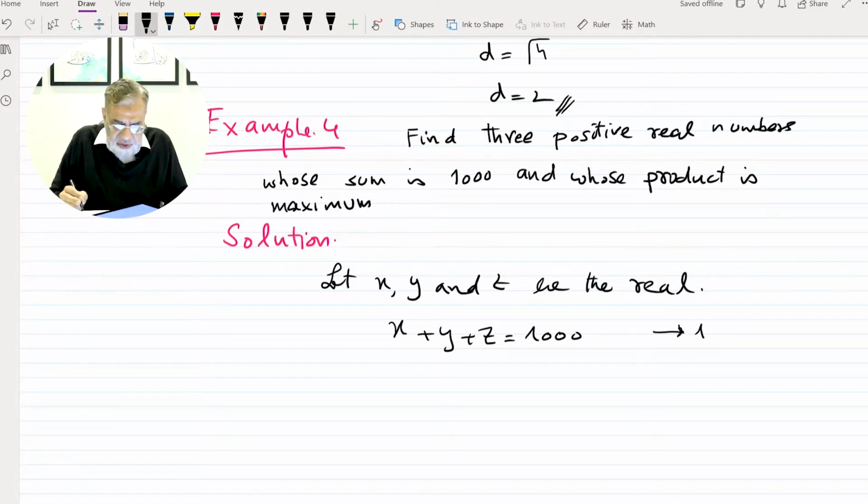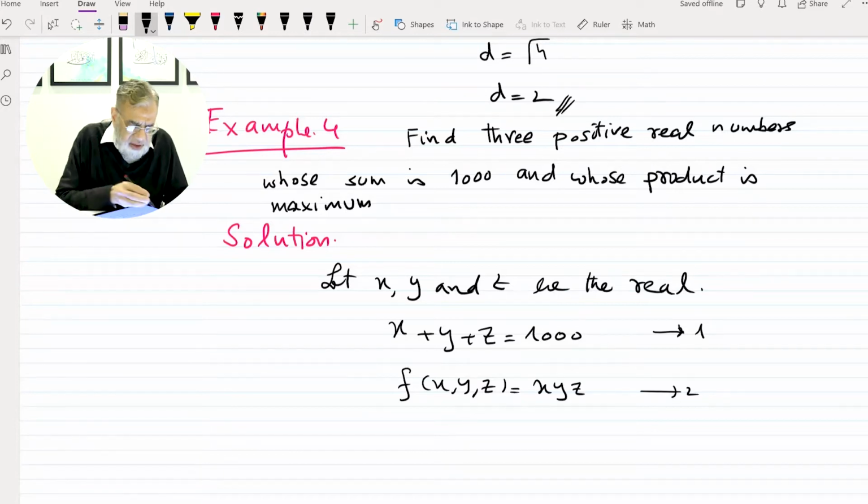The second information given to me is the product of these three real numbers. The product is the function. Here f of x, y, z is equal to x times y times z. This is my second equation. I just changed this f to the capital F because I need to bring the small f for this purpose. In this equation, we have the variables x, y, and z.